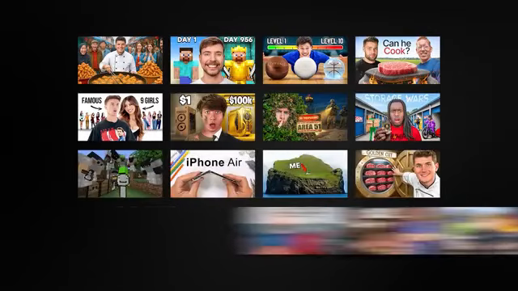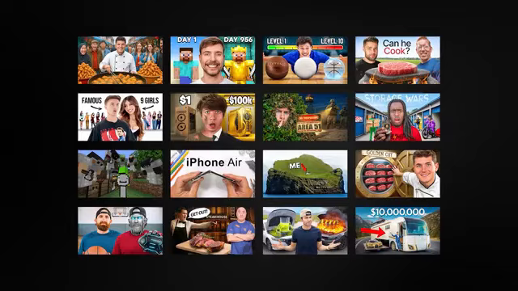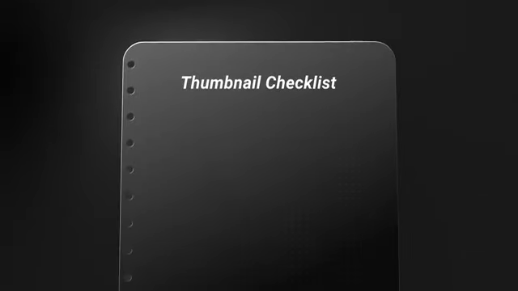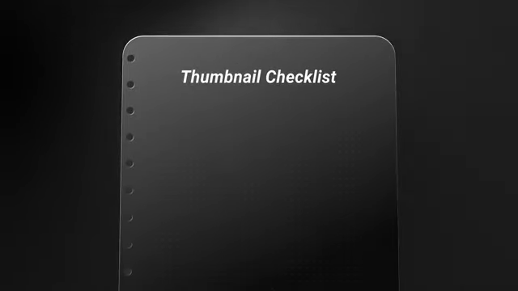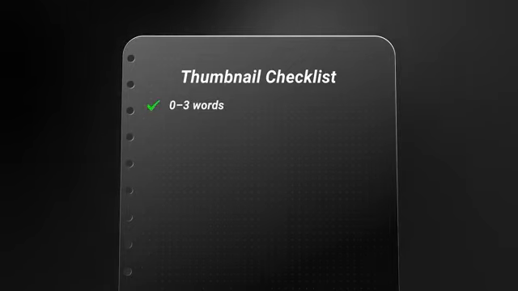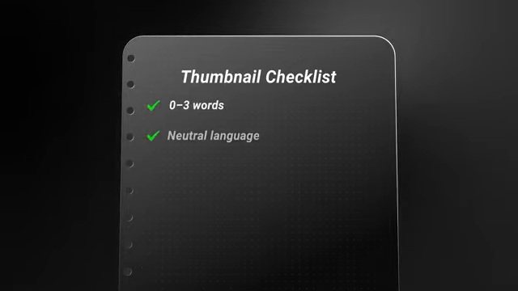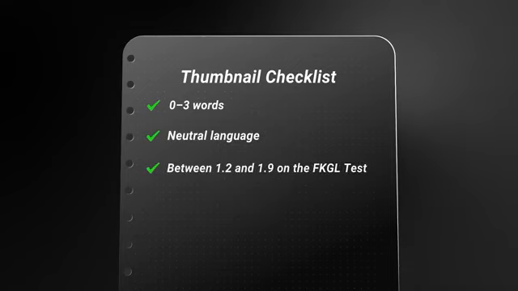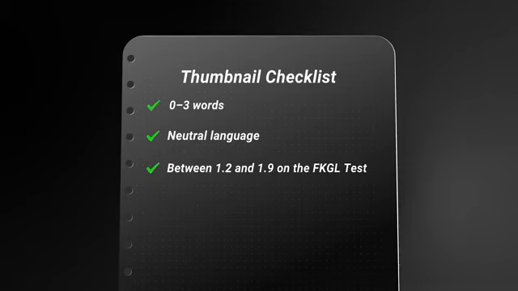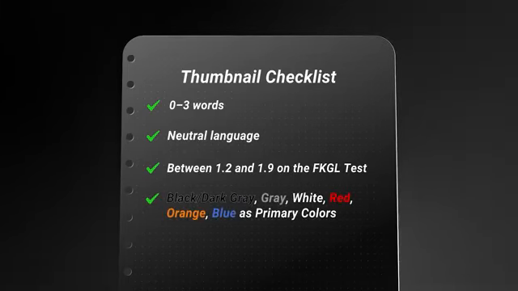In saying that though, just because this is data doesn't give you an excuse to throw common sense out the window. You need to think about all of this in context. But with all that being said, if you strictly want to create thumbnails that model those made by the top 100 YouTubers, here's your final checklist. First, when it comes to thumbnail text, use between 0 and 3 words. If you include text, use neutral language and score between 1.2 and 1.9 on the FKGL readability test. When it comes to visuals, use black/dark gray, regular gray, white, red, orange, or blue, and include a face.